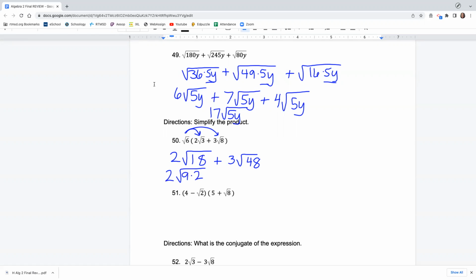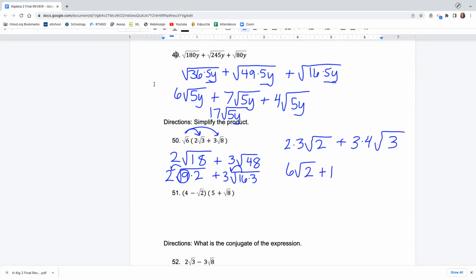18 can be rewritten as 9 times 2. 48 can be rewritten as 16 times 3. We can take the square root of 9. It equals 3. 3 comes out front and gets multiplied by that 2. So it ends up being 2 times 3 times the square root of 2 plus the square root of 16 is 4. The 3 is already there, so it gets multiplied, 3 times 4 times the square root of 3.